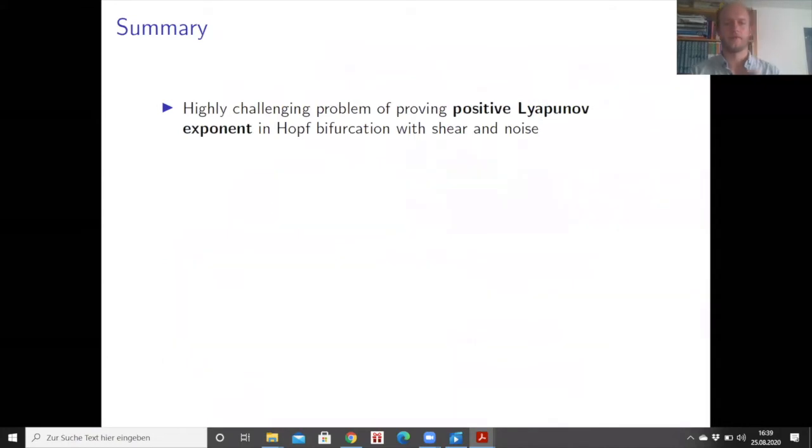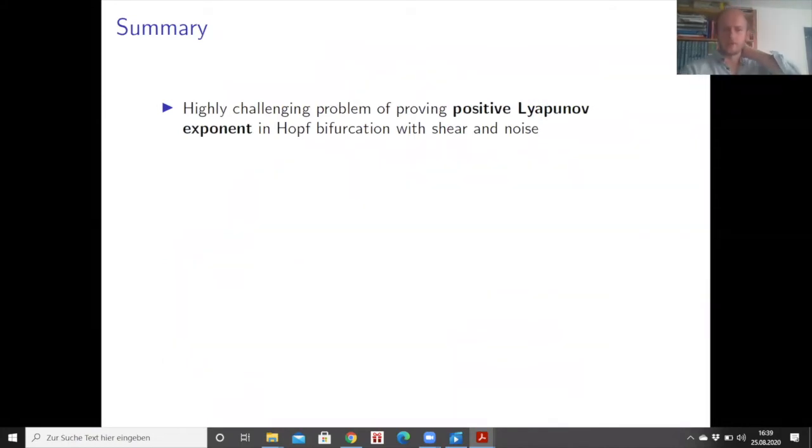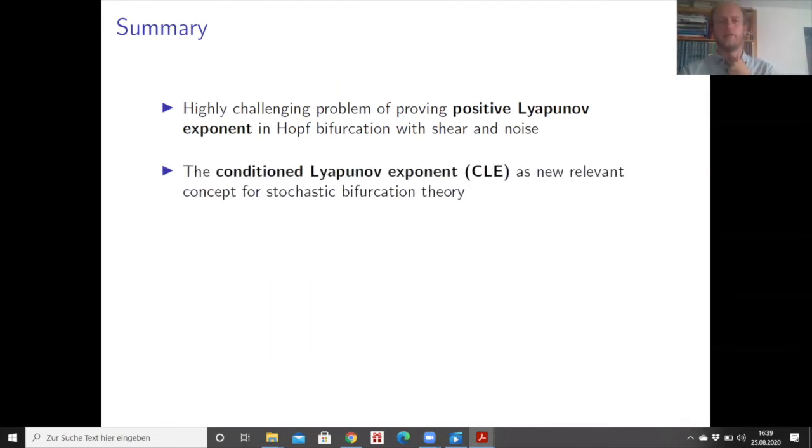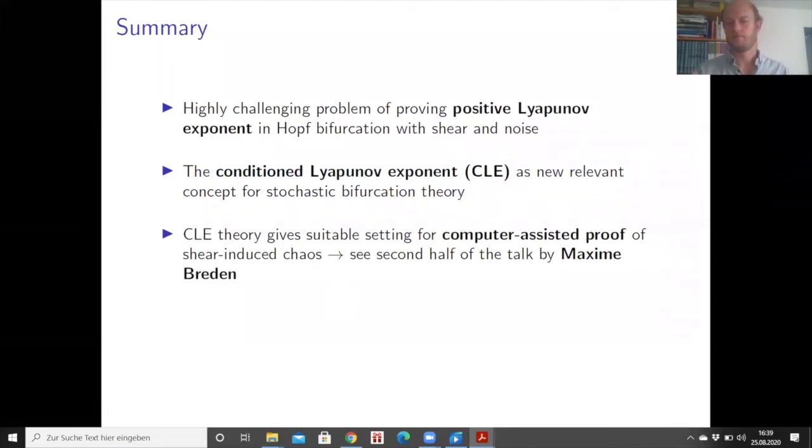Okay, so just a short summary. We saw this highly challenging problem of proving a positive Lyapunov exponent in this stochastic Hopf bifurcation problem. We introduced this conditioned Lyapunov exponent as a new relevant concept for stochastic bifurcation theory for several reasons. In particular, it will help us to give a suitable setting for a computer-assisted proof of the shear-induced chaos. So with this I would hand over to Maxime.